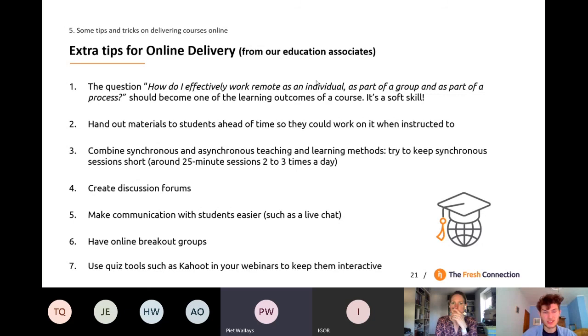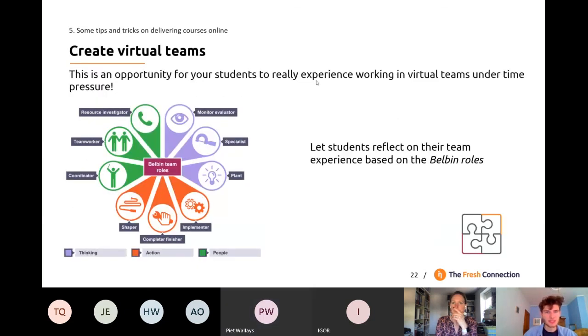And also there's other tools such as Kahoot, which is very nice to make your webinars more interactive in times of online teaching, even in times of offline teaching, really. But Kahoot is a very nice example of how you can basically customize your own quiz, your own questions, and the students have to answer them live in competition with the other students, getting a score after each question. So that's a really nice tool to create interaction and engagement. So yeah, these are just a few tips from our education associates.